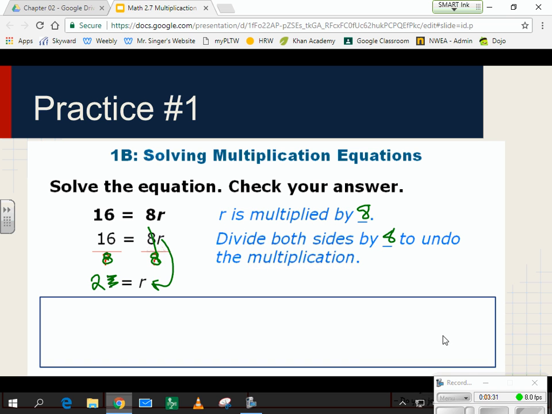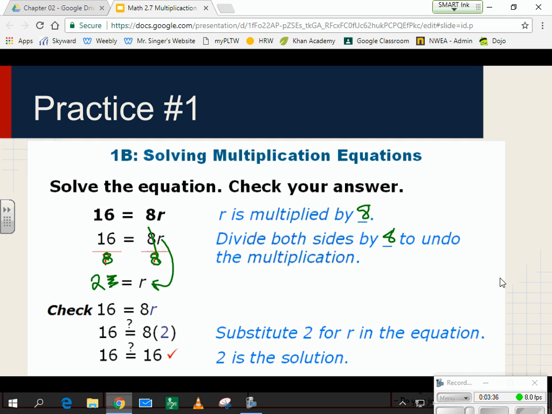And how do we find out if that's right? Plug 2 in for R. 8 times 2 is 16. And that means that both sides of the equation, or equal sign, are equal.